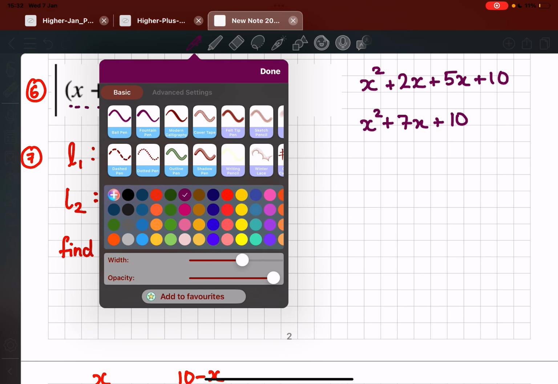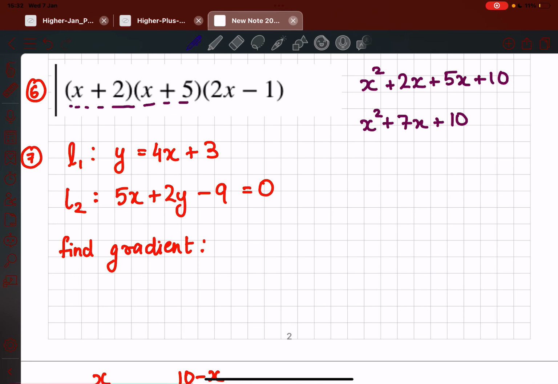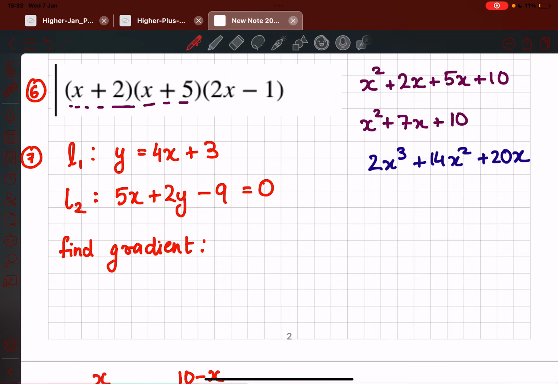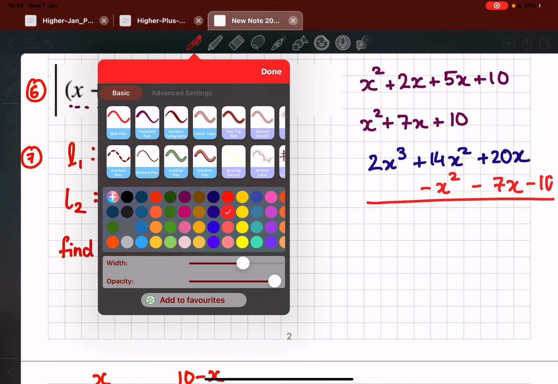So if I start multiplying and get x squared times 2x, which is 2x cubed, 7x times that will be 14x squared, 10x times that will be plus 20x. We multiply the next set of numbers, x squared times minus 1, so that will be minus x squared, 7x times that will be minus 7x, and then 10 times that, which would be minus 10. So if you follow that pattern, it would be easy for you to simplify.